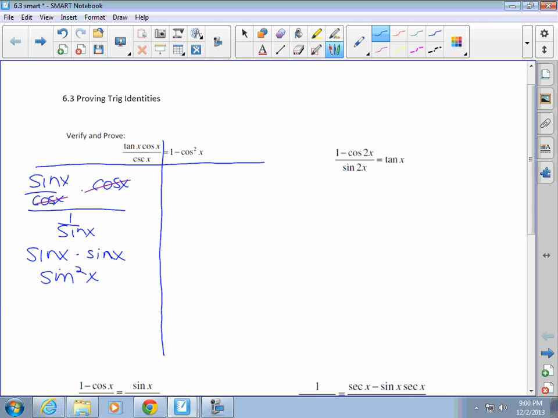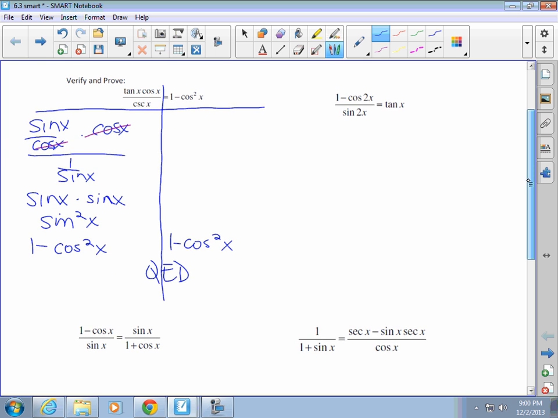Sine squared x, I know from my Pythagorean identity, is the same as 1 minus cos squared x, which is equal to my right side. So I've proven it. QED. I can't remember what that means still.